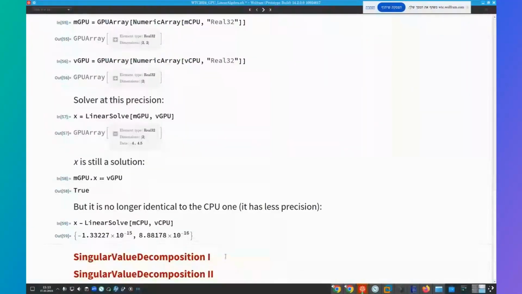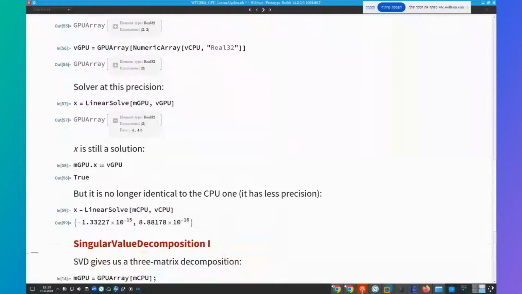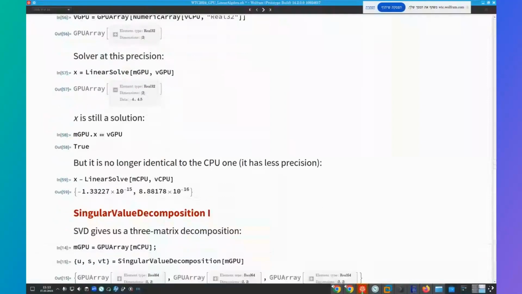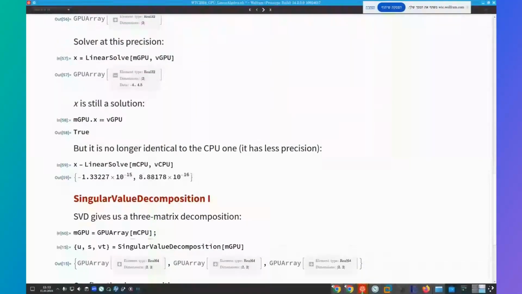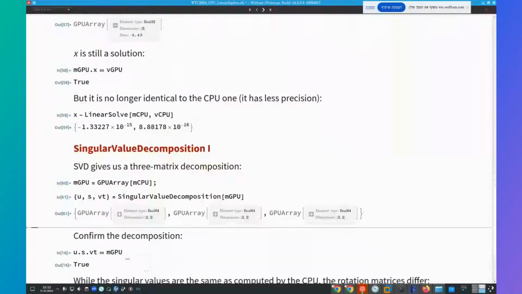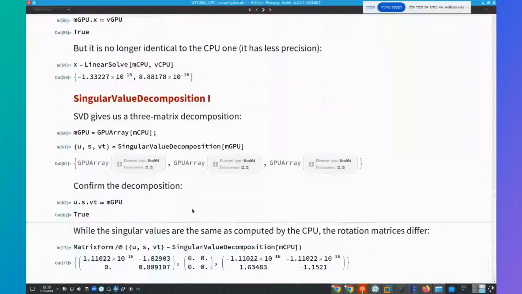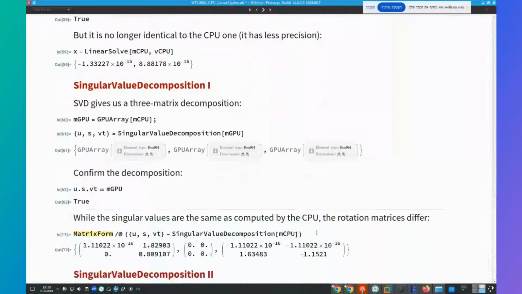So, singular value decomposition. Let's recreate our GPU array, and now do the singular value decomposition. The singular value decomposition gives us 3 matrices: 2 rotation matrices, and the matrix of singular values. We can reconfirm the decomposition by dotting those 3 matrices and making sure it equals the original matrix, and indeed it is.